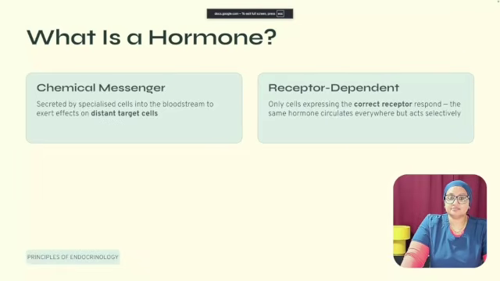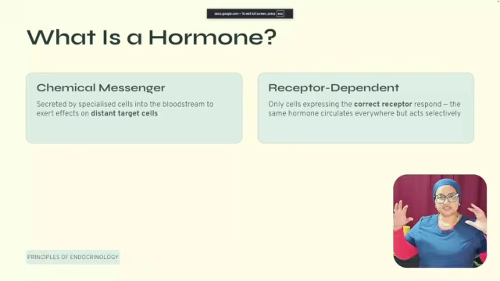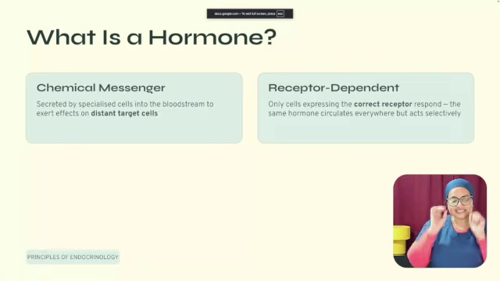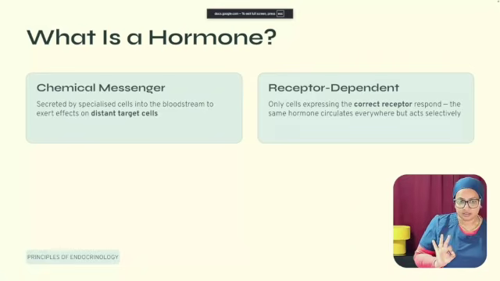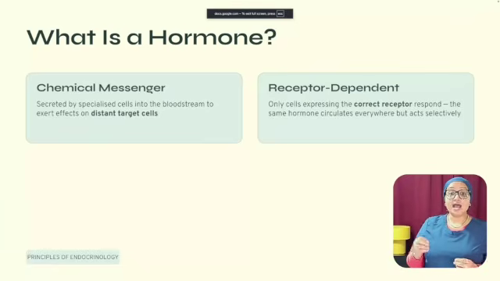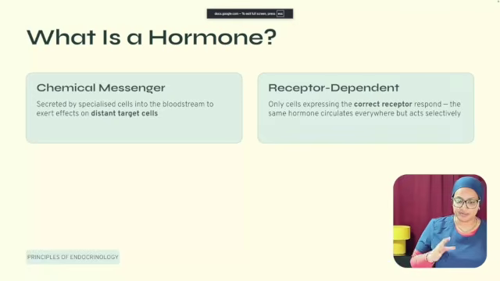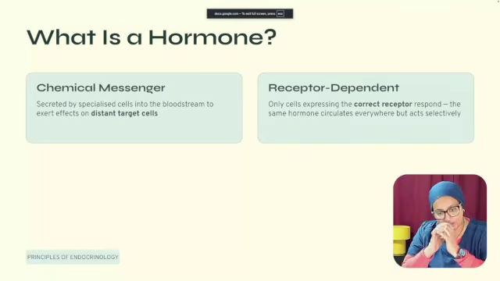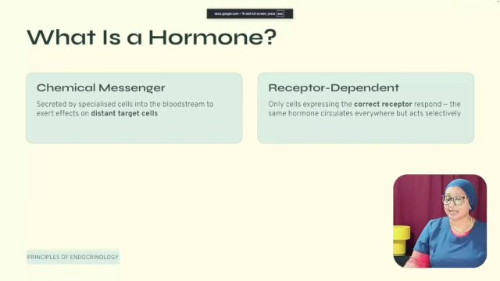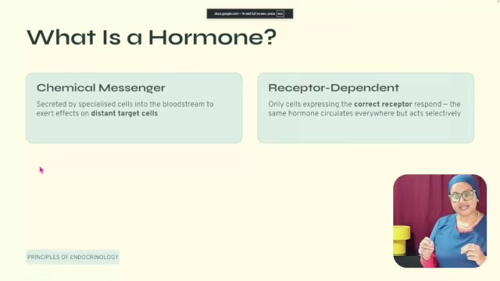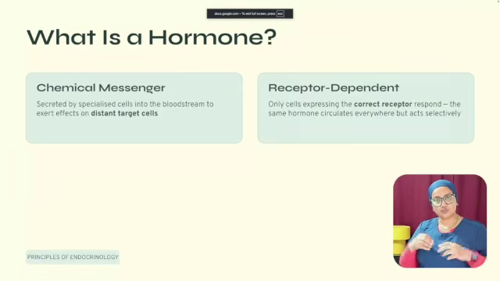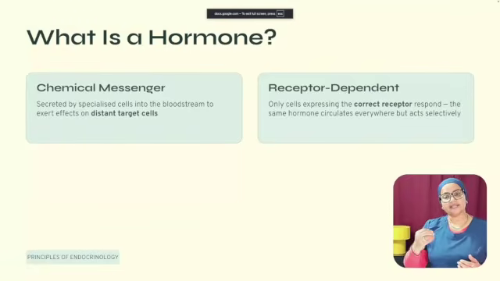Then comes the second part of this definition, which is that it's receptor dependent. This is crucial. The same hormone circulates everywhere, but only the cells that express the correct receptor respond to it. Receptor expression is how the endocrine system achieves tissue selectivity without physical wiring, without that tissue being actually attached to the gland. Okay, so this is another very important piece of information about hormones. They require receptors to exert their effects on the target tissue.